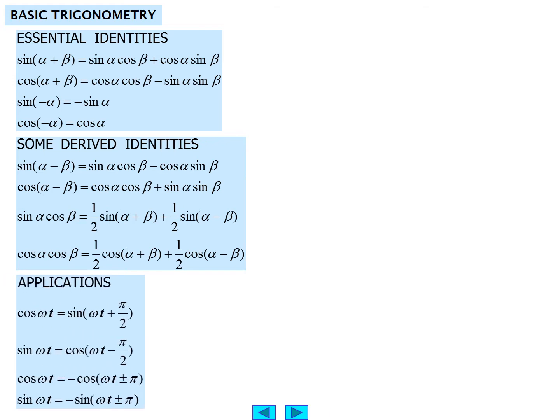The applications we also have to consider include cosine omega t is functionally equivalent to sine of omega t plus pi over 2, of course pi over 2 being 90 degrees, and sine omega t is equal to cosine of omega t minus pi over 2. Also, cosine omega t is functionally equivalent to minus cosine of omega t plus or minus pi. It doesn't matter whether we have a phase shift of pi, 180, or a phase shift of minus pi, minus 180. Likewise, sine omega t is minus sine of omega t plus or minus pi.